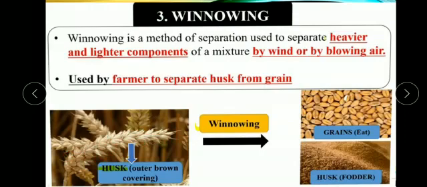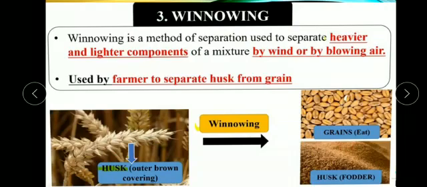But can you see that these grains are covered with a brown covering? इनके ऊपर एक brown covering है. इस brown covering को हम क्या कहते हैं? Husk. Yes, and we do not eat this husk. और आपको पता है हम इसे husk नहीं खाते हैं. हम क्या खाते हैं? We eat the grains, which are inside these husks.